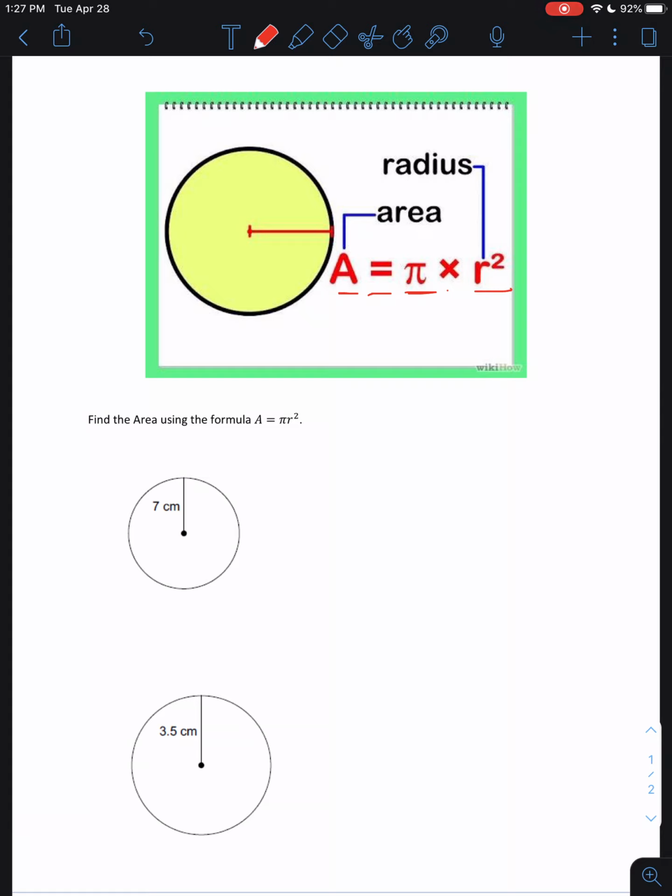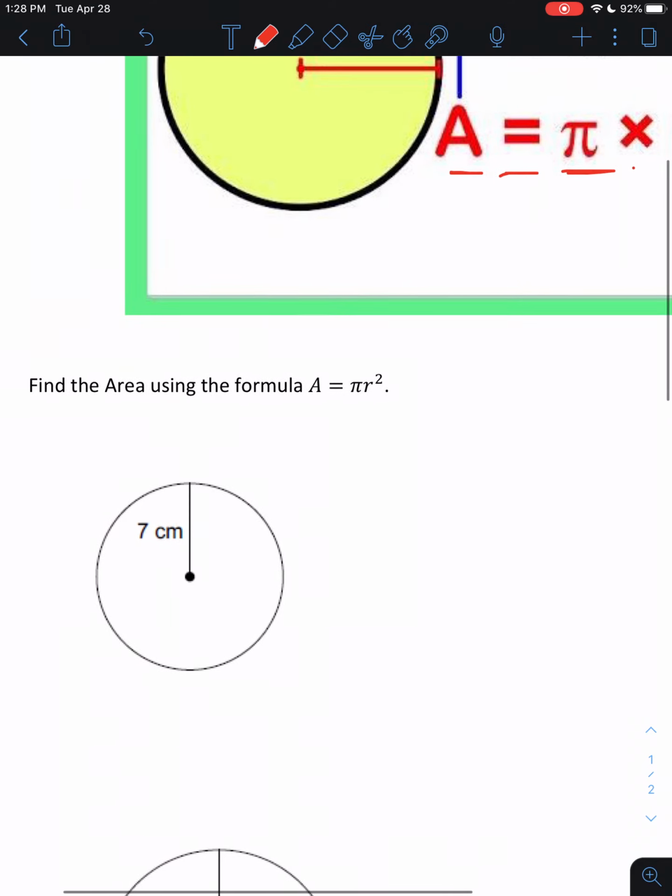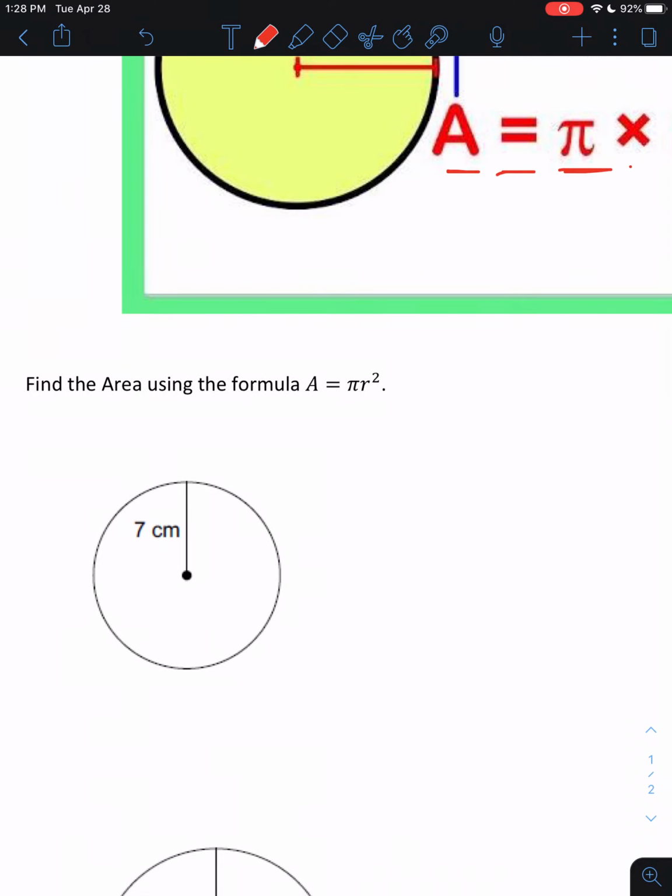We're going to use our Desmos calculator to find the area. But we have to do a couple of things first. I have a couple of examples I'm going to do here. First one, the first thing we always do when we start a problem is write out our formula. So A equals pi times our radius squared.